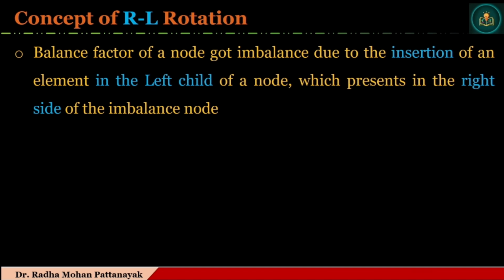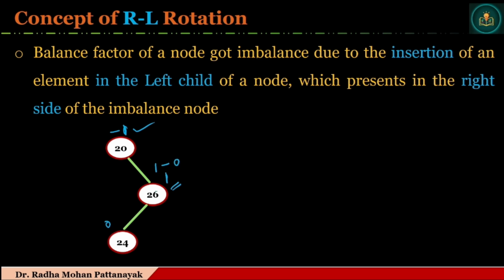Then RL rotation. RL rotation is called right left rotation. See here in this figure, both the nodes are balanced. How? Because 20 balance factor is minus 1 and 26 balance factor is 0. Now I will insert a node into the left side of 26. Now calculate the balance factor. 24 balance factor is 0. 26 balance factor will become 1. How does it become 1? 1 minus 0. 1 means left height is 1, right height is 0. 1 minus 0 equals 1.